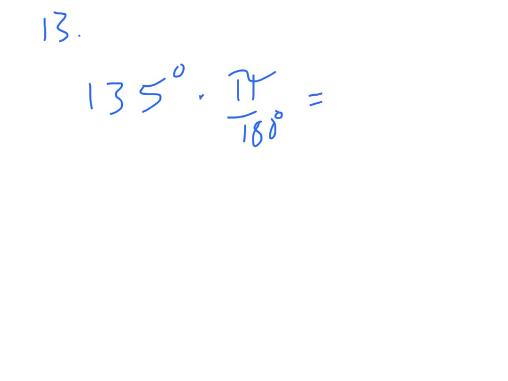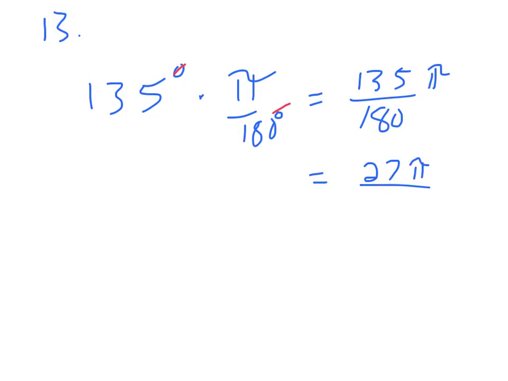So when you do that, the degree labels cancel out. You're left with 135 over 180 of pi. So is that 2/3? Well, 5 goes into both of them. You can probably find a bigger one than that. 5 goes into 135 27 times, and 5 goes into 180 36 times.